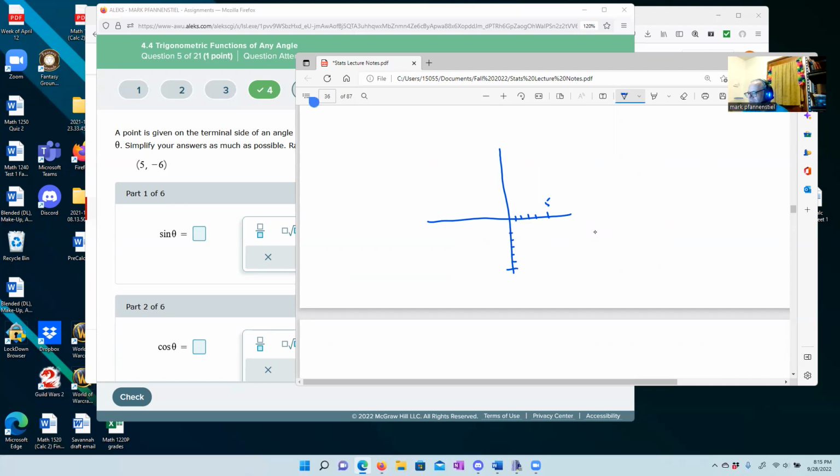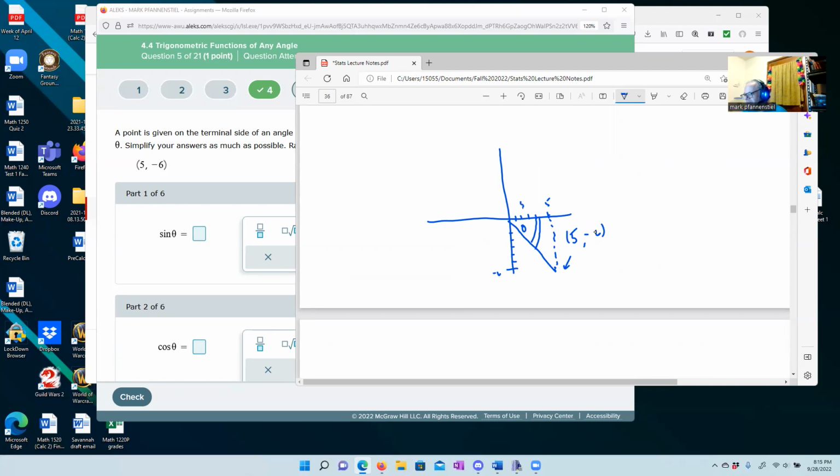5, 6. So we're down here. This is 5, negative 6, this point here. So what we're really looking for is this angle right here. This is our reference angle. This is really what we're going to use for this.